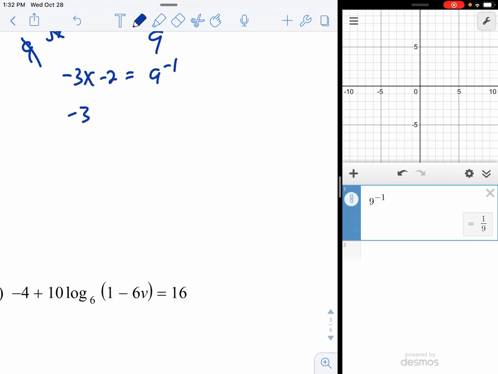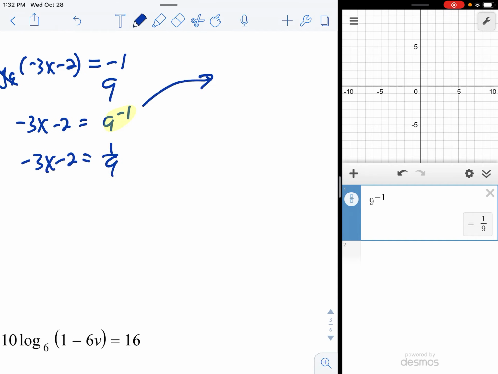So this is negative 3x minus 2 equals 1/9. Or you might just remember the rule from algebra. When you have something to a negative power, it flips it and makes the 9 into 1/9. I mean, that's a thing. That's something you're supposed to know also.